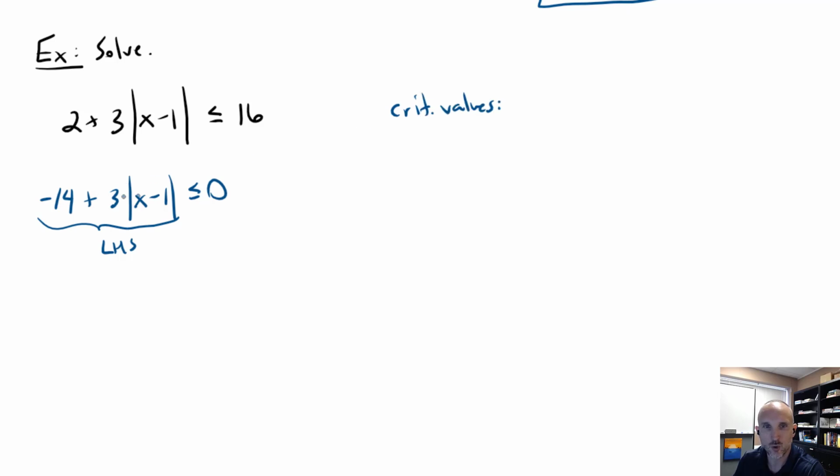So I'm going to look at the equation version of this and start to isolate the absolute value. The first thing I'll do is add 14, and then I'll divide by 3. So the absolute value of x minus 1 equals positive 14 divided by 3, so 14 thirds.